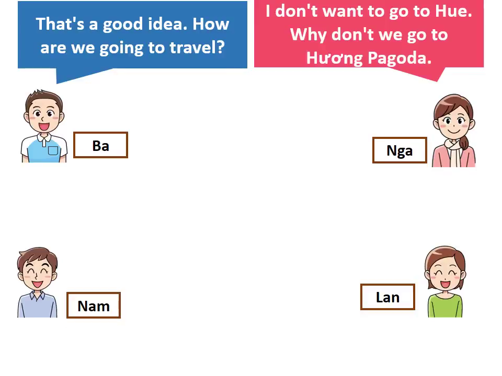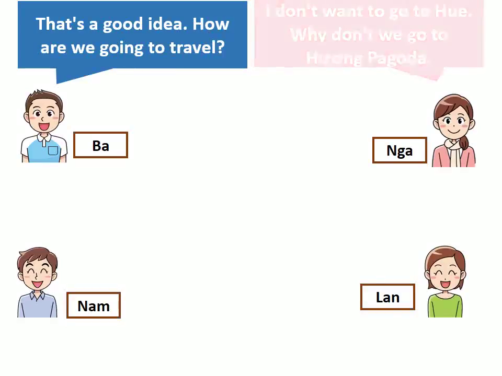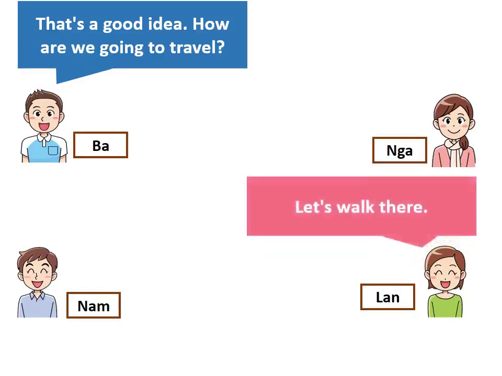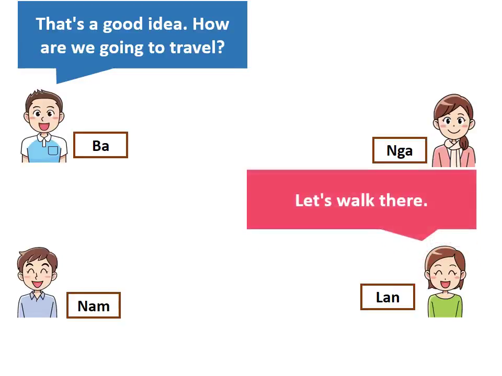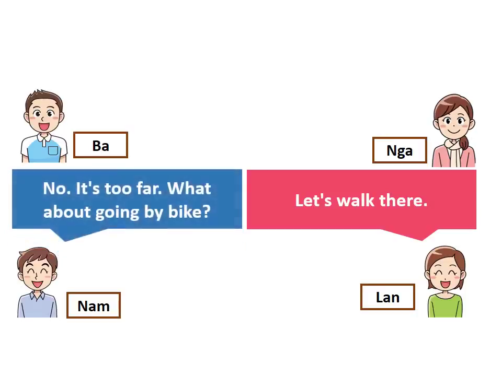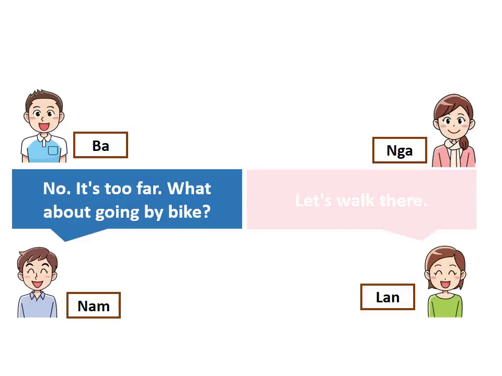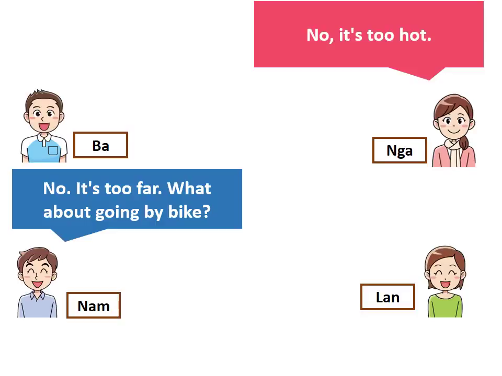Let's continue the conversation. Lan suggests that they walk there, but Nam disagreed. "No, it's too far," and he suggested, "What about going by bike?" With Nam's suggestion, Nga disagreed. "No, it's too hot." After that, Ba suggests, "Let's go by minibus."